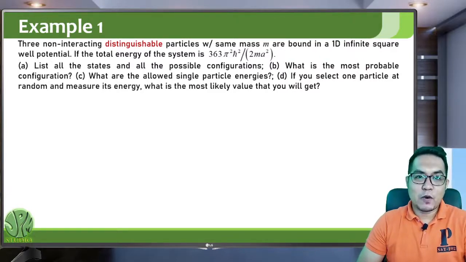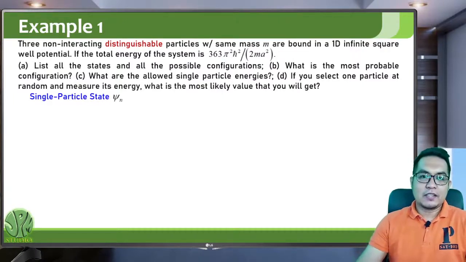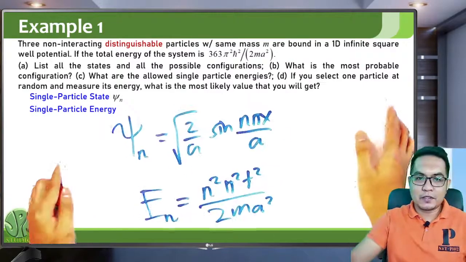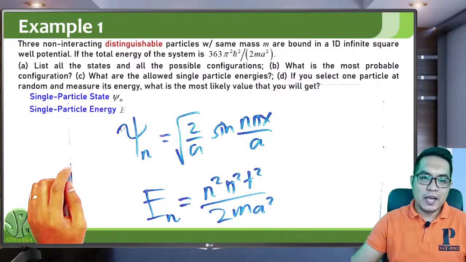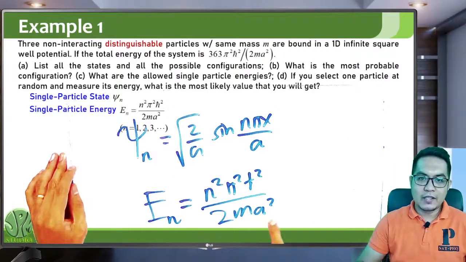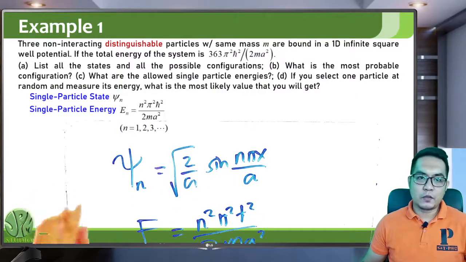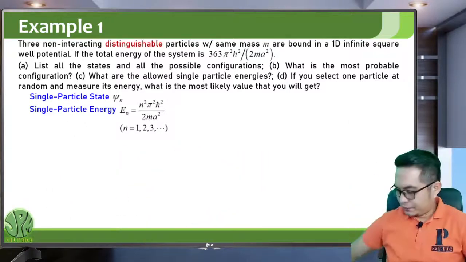And if you select one particle at random and measure its energy, what is the most likely value that you will get? Okay. So for a single particle state, you have psi n. The psi n for a single particle trapped in an infinite square well potential is given by this one. The single particle energy is given by this one, n squared pi squared h bar squared over 2 m a squared, where n starts from 1 to infinity.